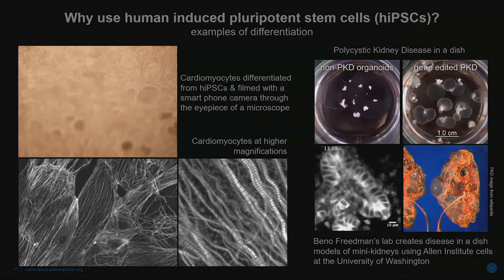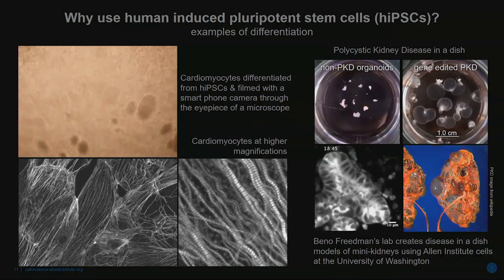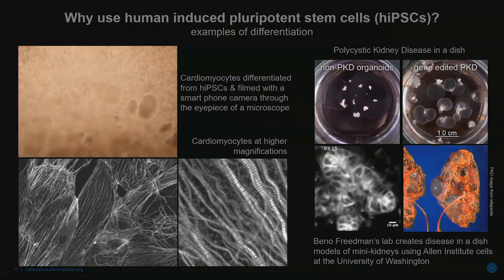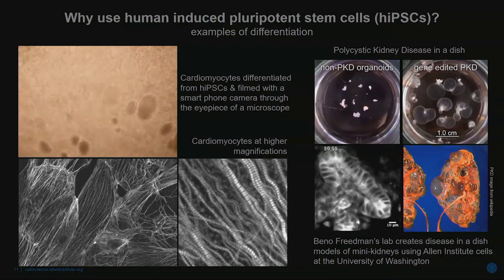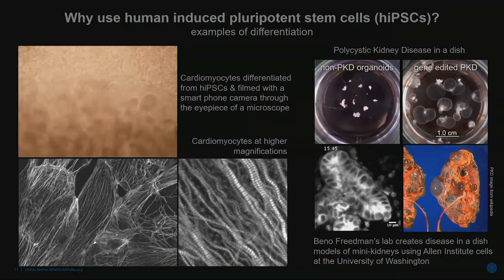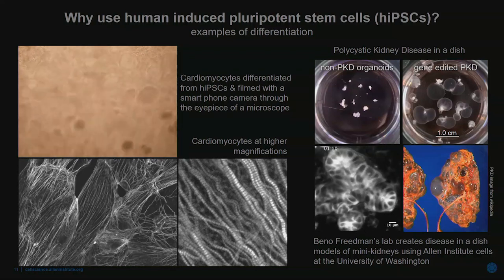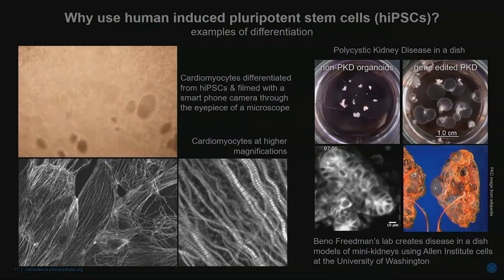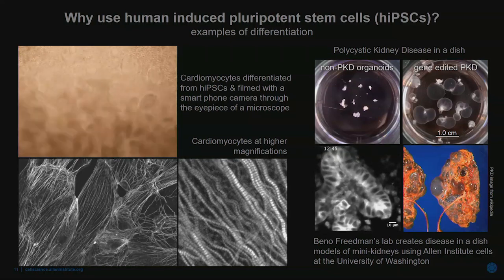And using the cells that we provide from the Allen Institute, labs such as the Freeman Lab, which I'll describe in these images on the right, have been able to compare individual organelles to learn how they differ in the diseased mini kidneys compared to healthy models. So on the left, we've been working to differentiate our cells into cardiomyocytes, which are fascinating to just watch beating in the dish after several days, as you can see in the upper left. And they form these beautiful myofibril structures on the bottom.